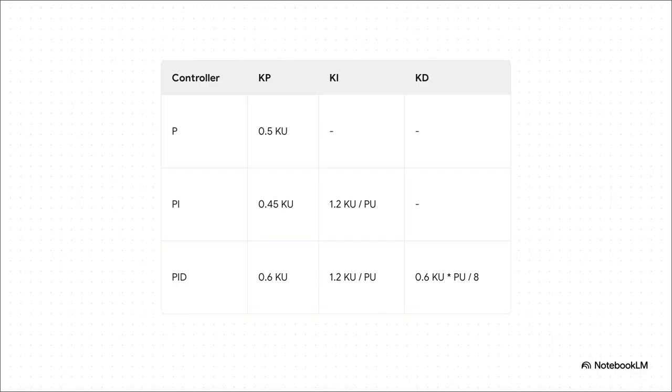And this table, this is where the magic happens. Once you've gone through the work of finding your two special numbers, Ku and Pu, you just plug them into these formulas. And look at this. For a full PID controller, your starting proportional gain, Kp, is just 60% of that ultimate gain you found. Your integral gain, Ki, depends on both Ku and how fast the system was oscillating. It makes perfect sense. It's an amazing recipe that turns real experimental data into a solid set of starting numbers.